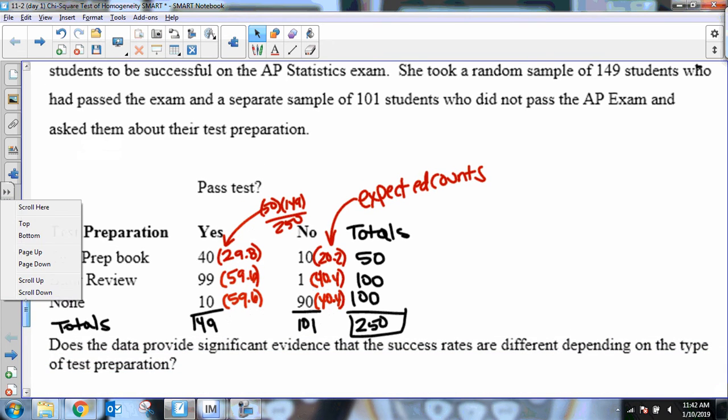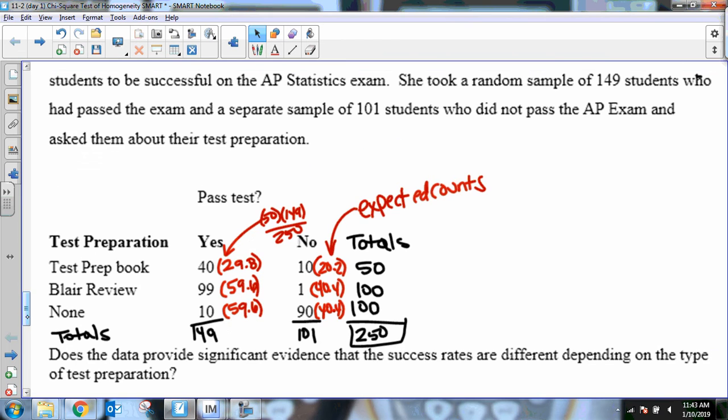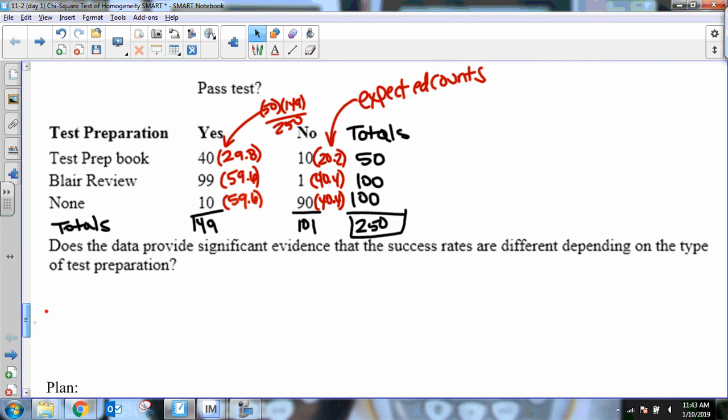So my question is, does the data provide significant evidence that the success rates are different depending on the type of test preparation? Honestly, I would think that if you put no work into preparing for this AP exam, that has an effect. Maybe not so much of a difference between mine and the test prep book, but I want to know, is there enough evidence to show that the type of test preparation will determine whether or not you pass the test?